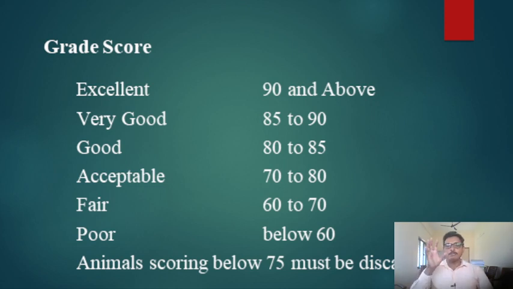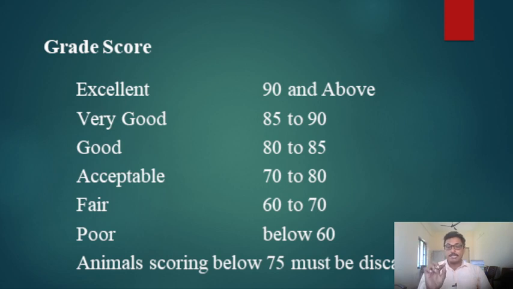For example, if that animal got 90 and above points, then that is an excellent animal, which is a very high yielding variety. And if it got 85 to 90 points, then we will give that criteria as a very good animal. And if it got 80 to 85 points, then it is good.